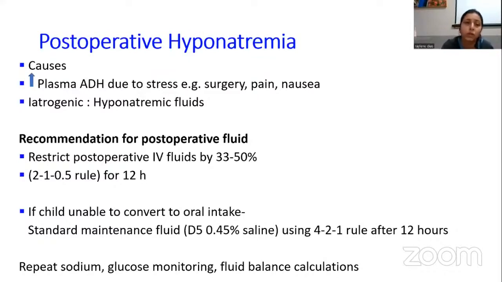So therefore, the recommendation for post-op fluids now is you restrict post-op IV fluids by 33 to 50%, and post-operatively, now we move on to the 2-1.5 rule for the first 12 hours.